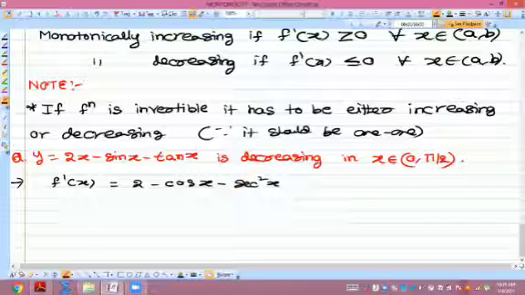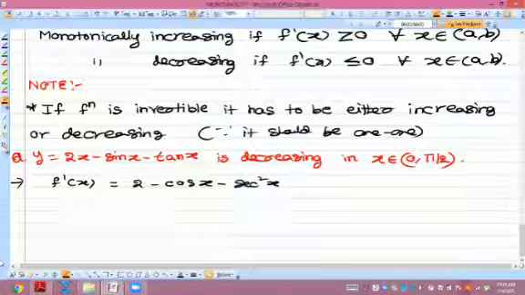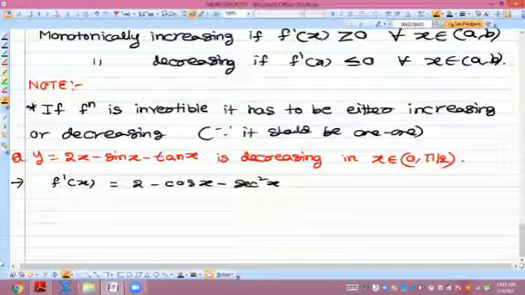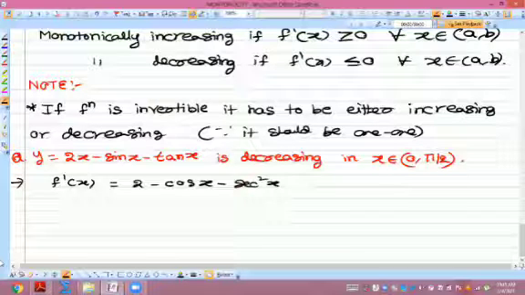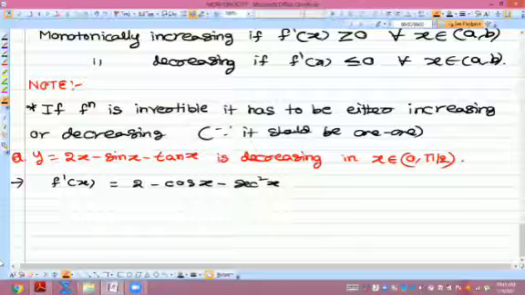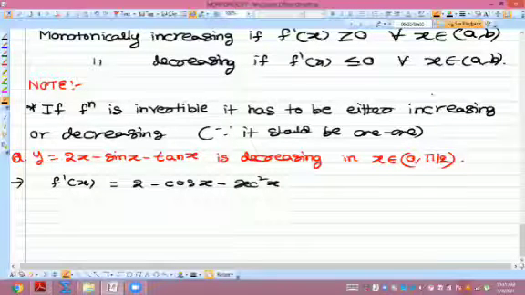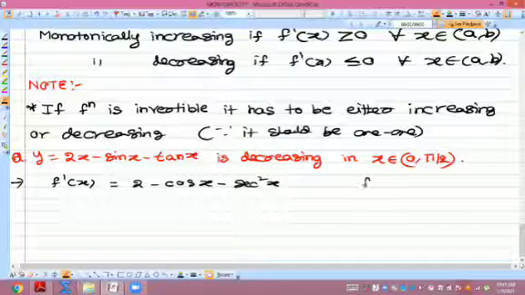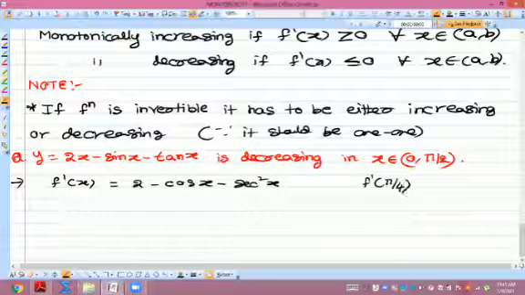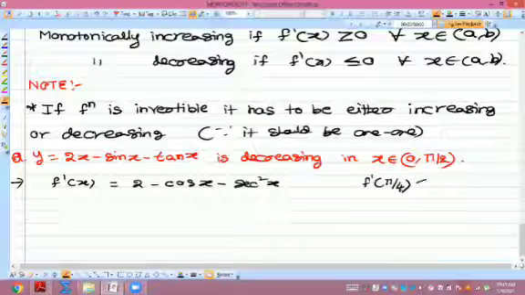Cos x is always positive in the given interval. Yes, correct. And secant square x has a minimum value of 1, so the value of f dash of x will always be negative. Very good. Or else, in the objective way, for 0 to pi by 2, what is the middle value? Pi by 4, no? Check f dash of pi by 4. Negative only, always. Check it.